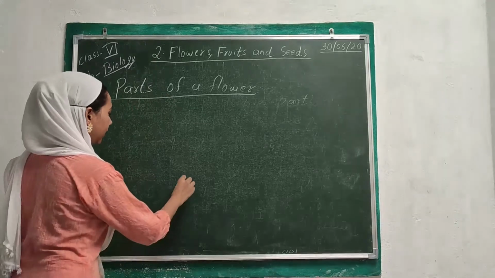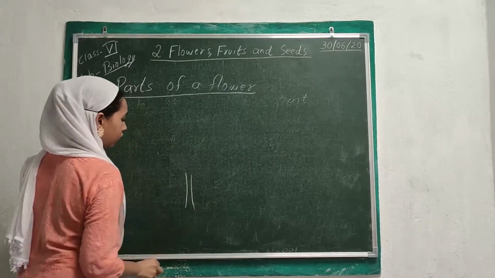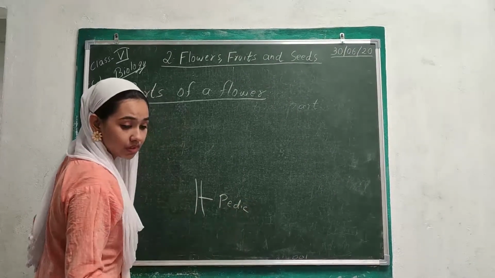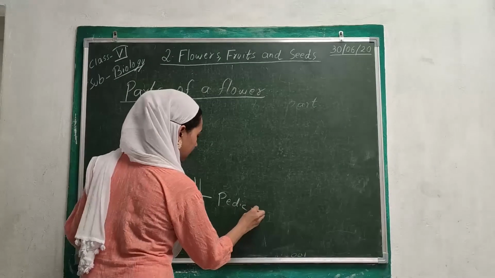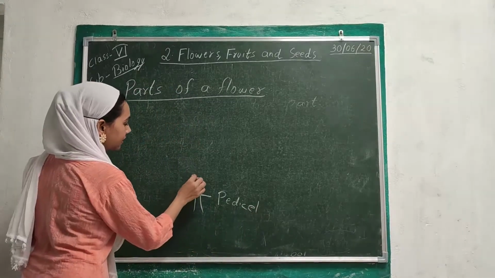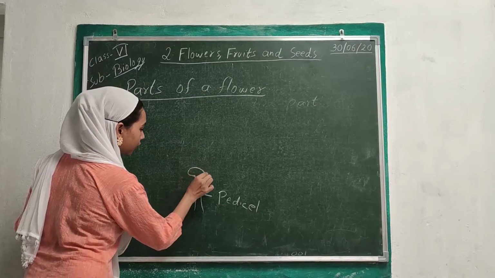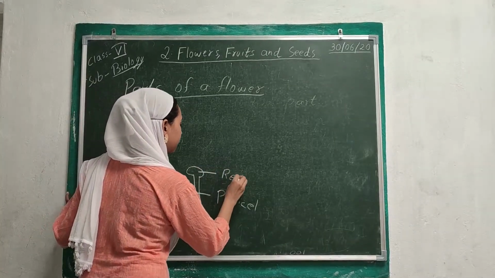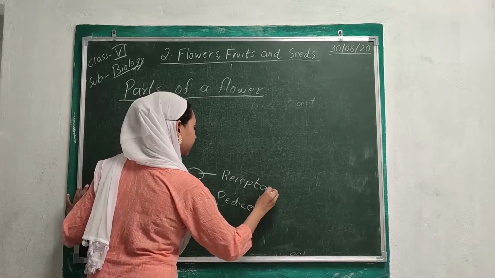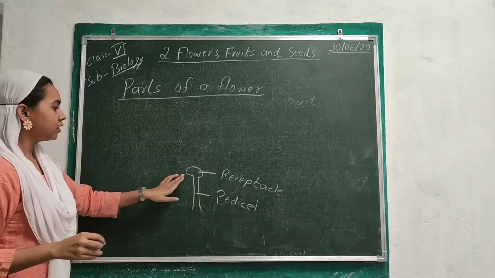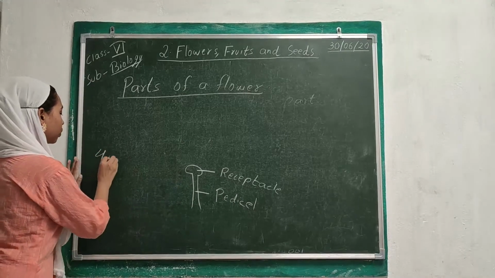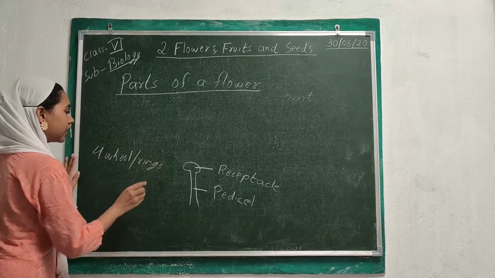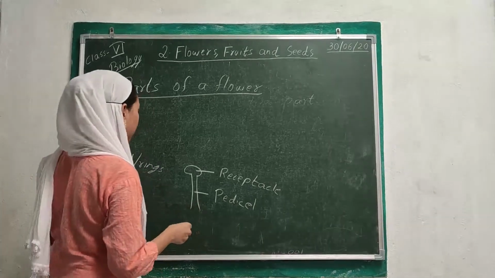Attached to the stem with the help of a stalk-like structure. This is known as the pedicel. Next, the pedicel has a swollen top, or it becomes a bit swollen. This part is known as the receptacle. Next, this receptacle has 4 whorls, or rings. Now, what are those 4 rings? We'll be seeing them one by one.